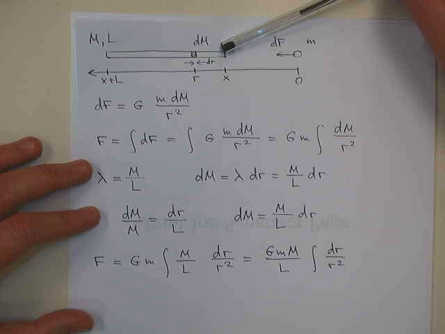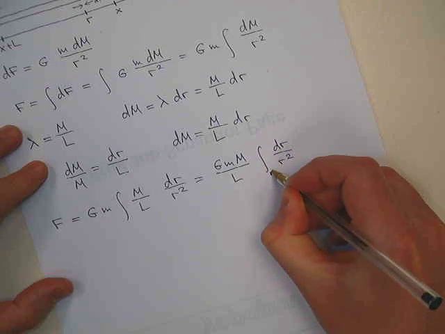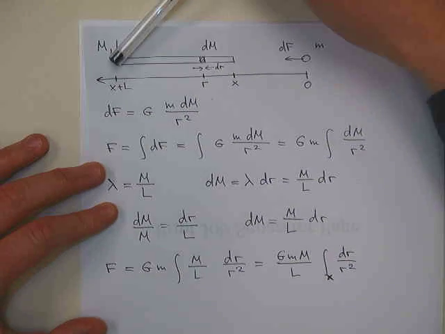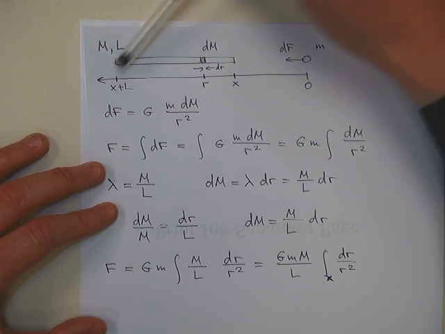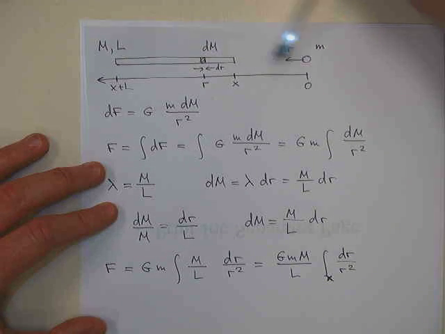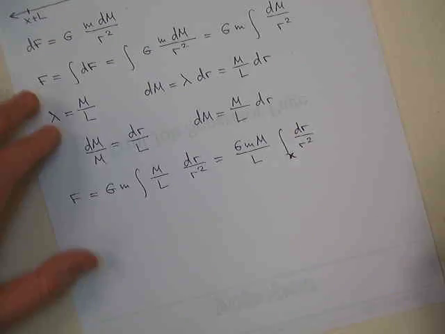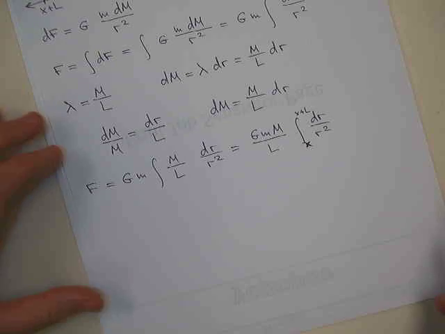The lowest value of r corresponds to the right end of the rod, and here r is equal to x. The largest value of r corresponds to the left end, and here the distance between the left end and the point mass is x plus L, so the largest value is x plus L. Well, this is certainly an integral we can do.